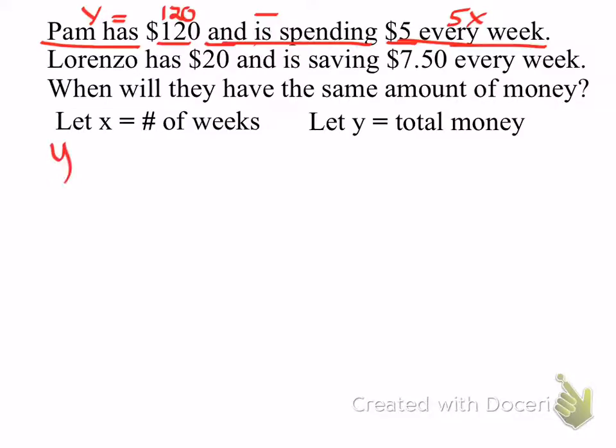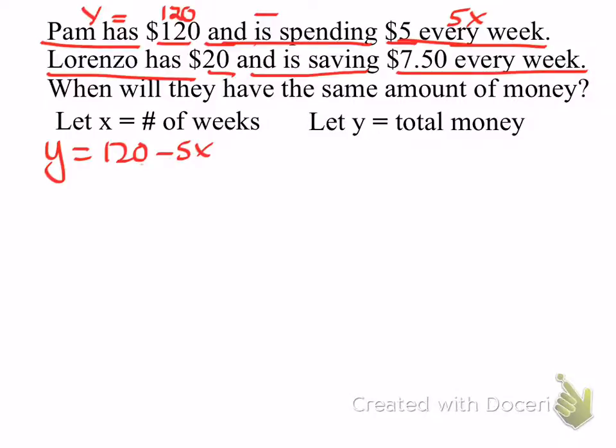Y equals 120 minus 5x. Okay, the next equation. Lorenzo has $20 and is saving $7.50 every week. What's the next equation? Y equals 20 plus 7.50x. Good. So there are our equations.